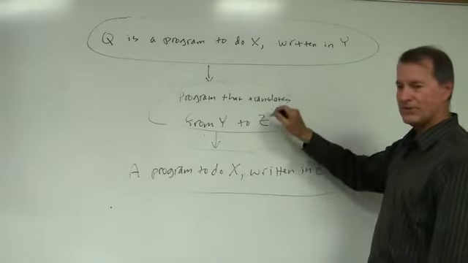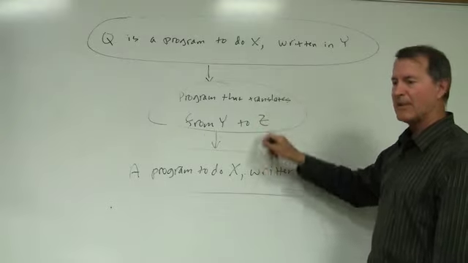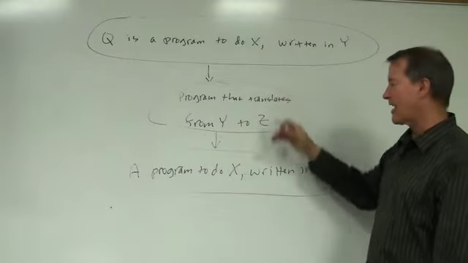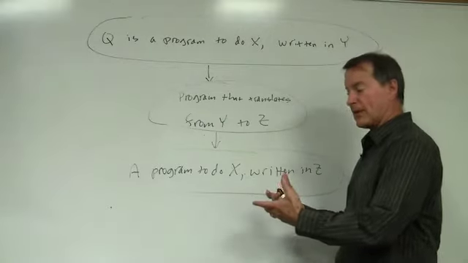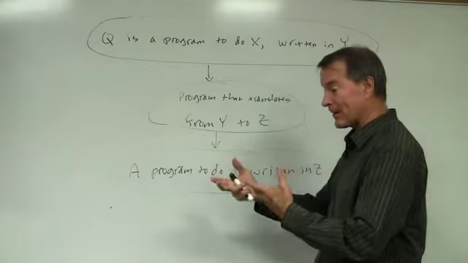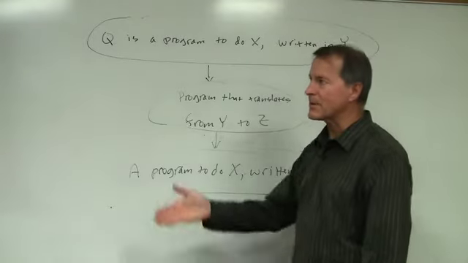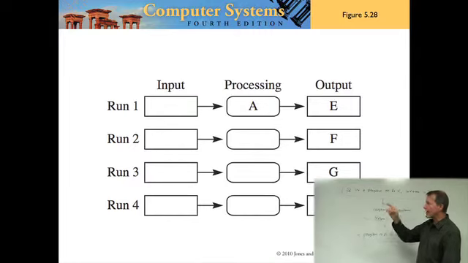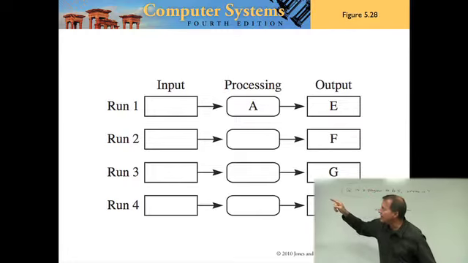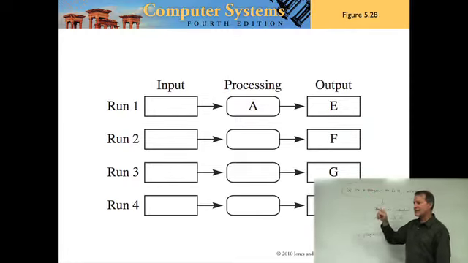Okay, so you see how that works? It's a program that does the exact same thing. And now that you have a program to do X written in Z, you have to think, what can I do with this in order to get my result? There's a sequence of steps that need to be done. The main thing is that you can't put a program in that middle box in figure 5.28 unless it's written in what? Machine language, machine code.